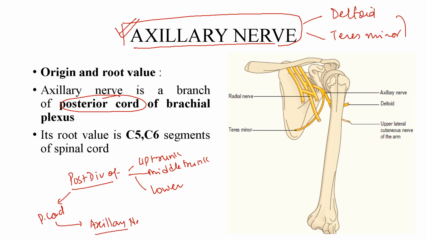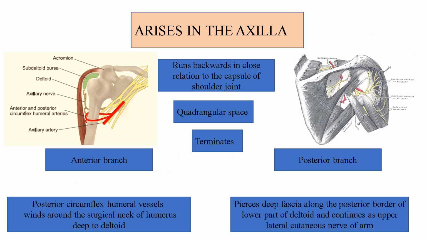So the axillary nerve is the branch of the posterior cord of the brachial plexus, and the root value for the axillary nerve is C5 and C6. In your exam, you are asked about the root value of the axillary nerve and also from where it is arising. The axillary nerve arises from the posterior cord of the brachial plexus, and the nerve root value is C5 and C6.